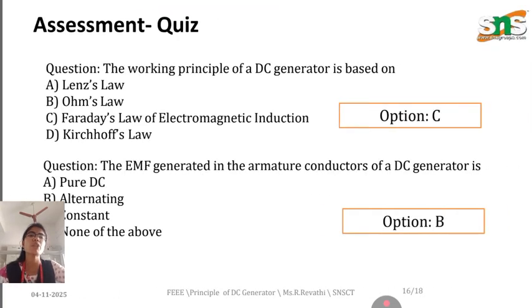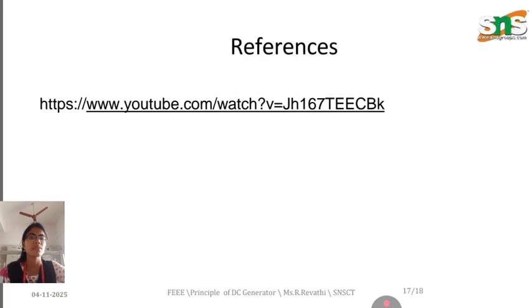The working principle of a DC generator is based on Faraday's law of electromagnetic induction. The EMF generated in the armature conductors of a DC generator is alternating current.